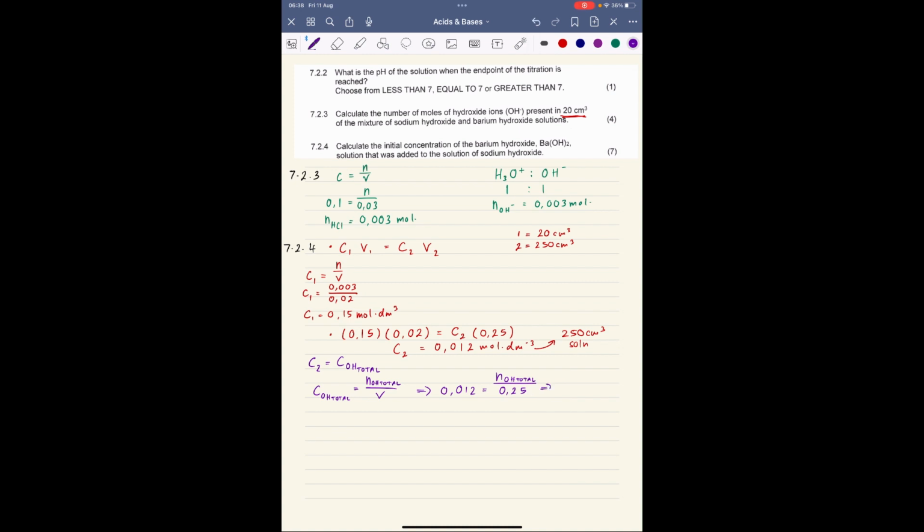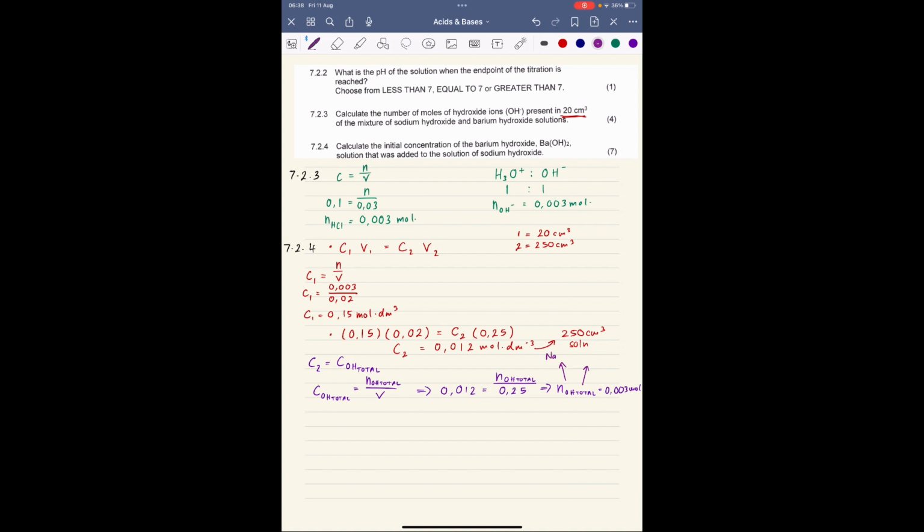We are then going to find out what is N, the moles of the total OH. 0.012 times 0.25, we get 0.003 or 3 times 10 to the negative 3 moles. So this is the total OH. The total OH, guys, can be separated into two sources of OH. We said we have two sources of OH.